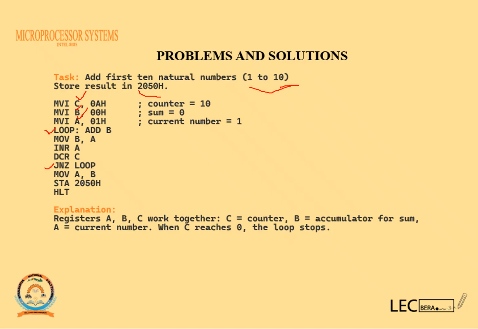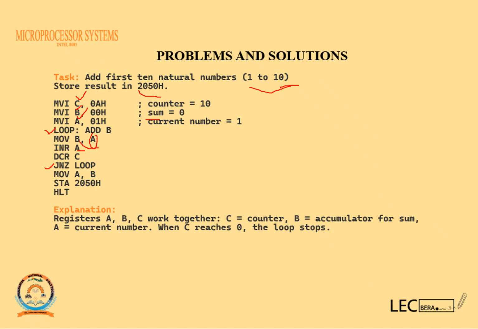We move that 1 from the accumulator back to register B. So our register B, which is holding our sum, is now going to contain 1. Now we go back to our accumulator. The accumulator contains 1. We increment it by 1, so it's going to go to 2. And then we decrement what? C. What is inside C? Our counter, which is 10. So we decrement, and it becomes 9.